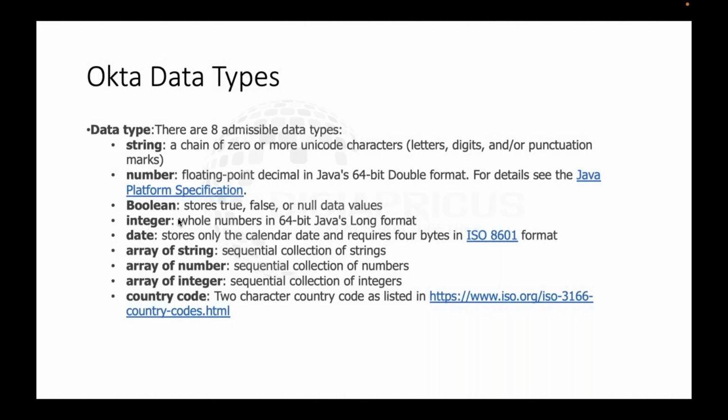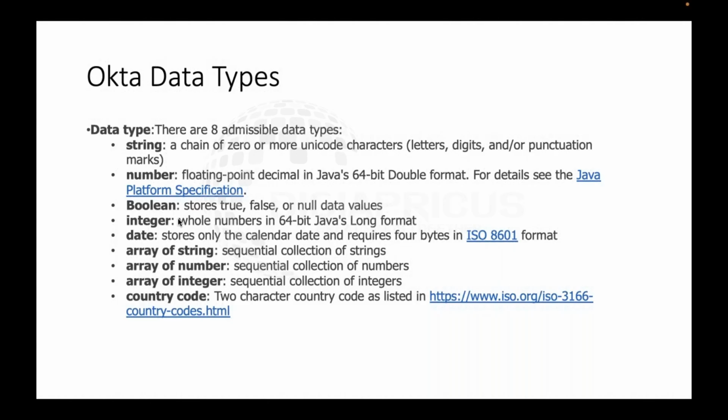Same goes with number. Again, it's a sequential collection of numbers. If I want to talk about my numbers, I can create Vibhu's numbers: what is my age, how far I live from my hometown, and stuff like that. All can be stored in a sequential format, and that is called an array of number. Array of integer is exactly the same thing. The only difference from array of number is that it will be whole numbers, not the decimal format.